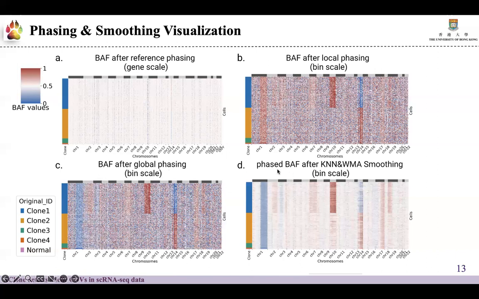And if I apply KNN smoothing and weighted moving average smoothing on the phased B allele frequency, I can get panel D here, which removes some noise.